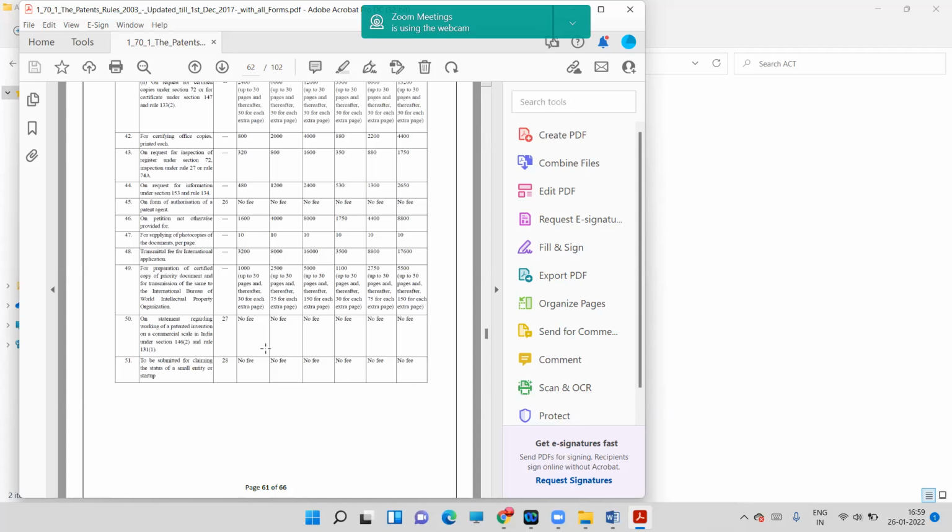Ma'am, please confirm it once. Can you tell us whether it is row number 42, 47, or 49? It is row number 42 for certifying office copies printed each. So note down this row 42.